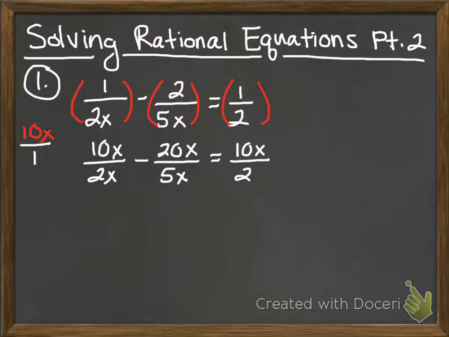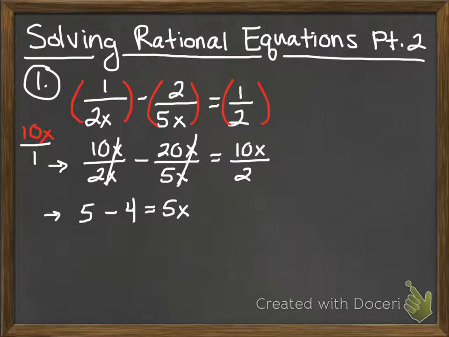Okay, so once you do that, what we're going to do is we're going to go through each fraction individually and simplify. So 10x divided by 2x. Well, the x's are going to cancel, and 10 divided by 2 is 5. Minus. Alright, the second fraction, the x's will cancel. 20 divided by 5 is 4. And in the last fraction, the x is going to stay there, but 10 divided by 2 is 5. So that's going to result in 5x.